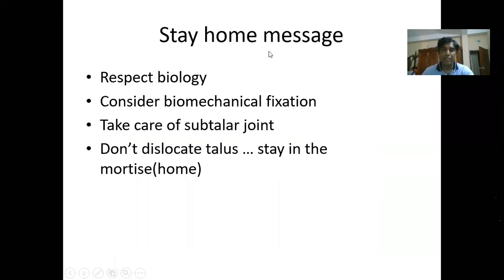So I am at the end of my presentation. Now the take-home message, or rather the stay-home message: respect the biology, consider biomechanical fixation, and take care of the subtalar joint. I did not say many things about the subtalar joint, but it deserves a different lecture. A huge lecture can be given on it, but my advice is to mobilize the subtalar joint as soon as possible. It will prevent many complications of fixation after removal of the frame.